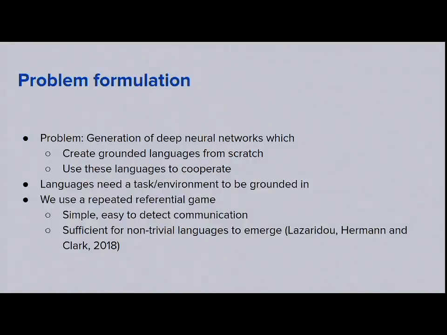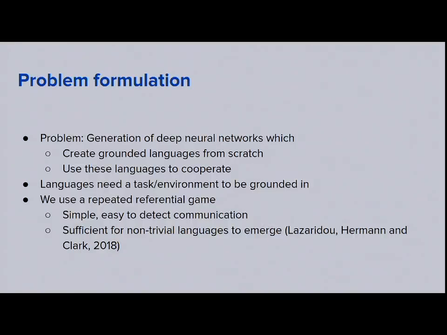So the specific problem that we're addressing is the generation of deep neural networks which can create their own grounded languages from scratch, and can use these languages to actually cooperate with each other. So we need an environment or task for a grounded language to emerge, and the one that we'll be using is called a repeated referential game, which I'm going to present on the next slide.